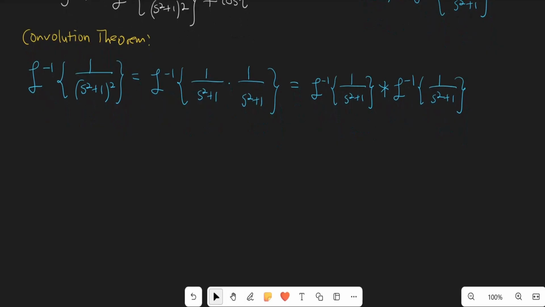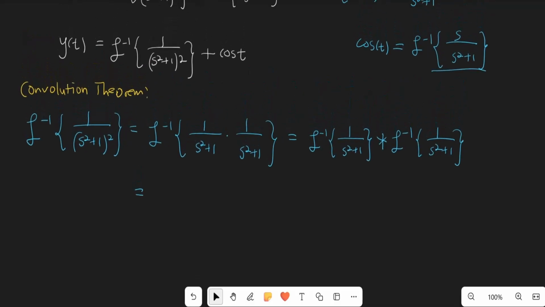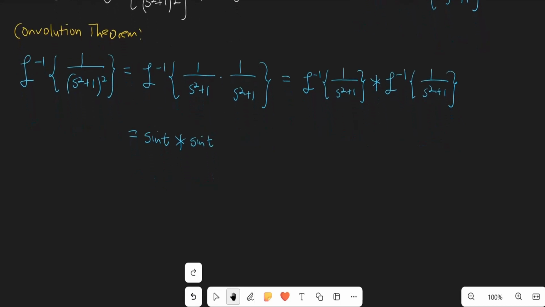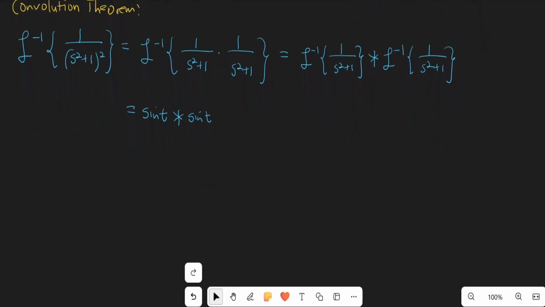Cool. So I'm not going to write this all along. If the Laplace inverse of s over s squared plus 1 is the cosine of t, the Laplace inverse of 1 over s squared plus 1 is the sine of t. So the first one is sine of t, convoluted with sine of t as well. But sine of t convoluted with sine of t is not what we want. We will now have to use the definition of the convolution to find the real value of this convolution.